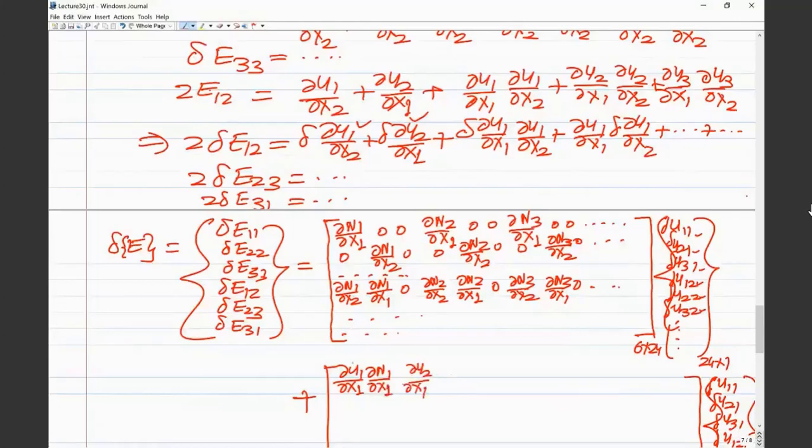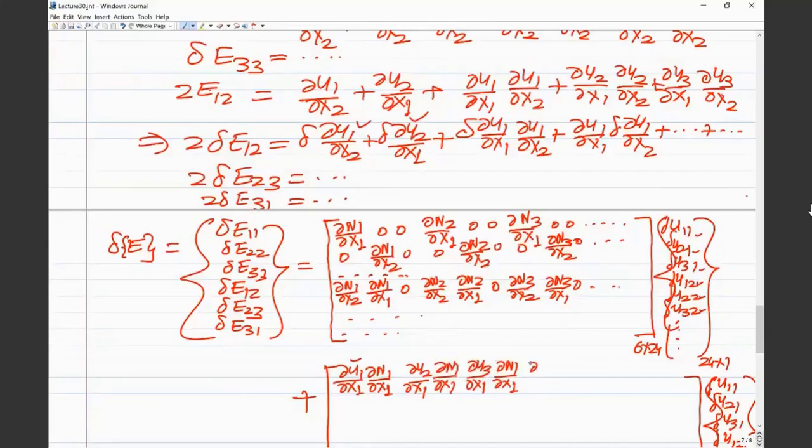The first time we write it as it is, the second time we are expanding in terms of derivatives of the shape function and variation in the degrees of freedom. So we will have del U2 by del X1 into del N1 by del X1. Then you will have del U3 by del X1 and del N1 by del X1. So these are the first three columns.